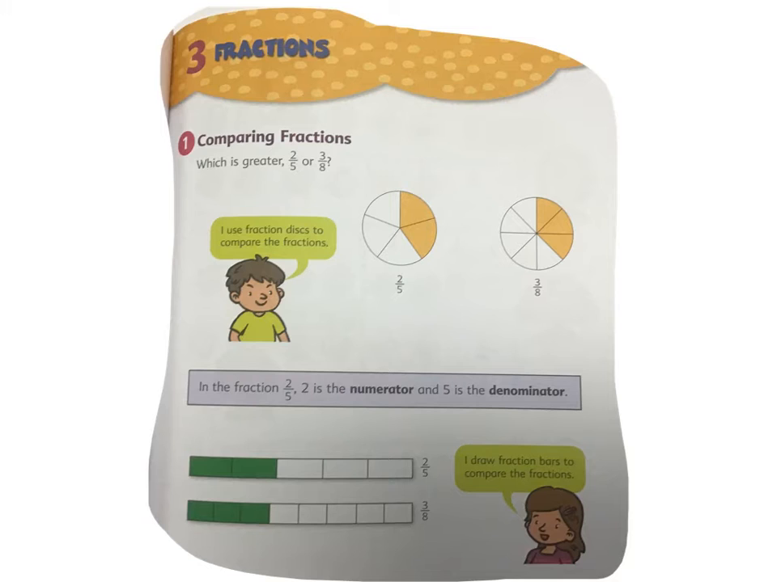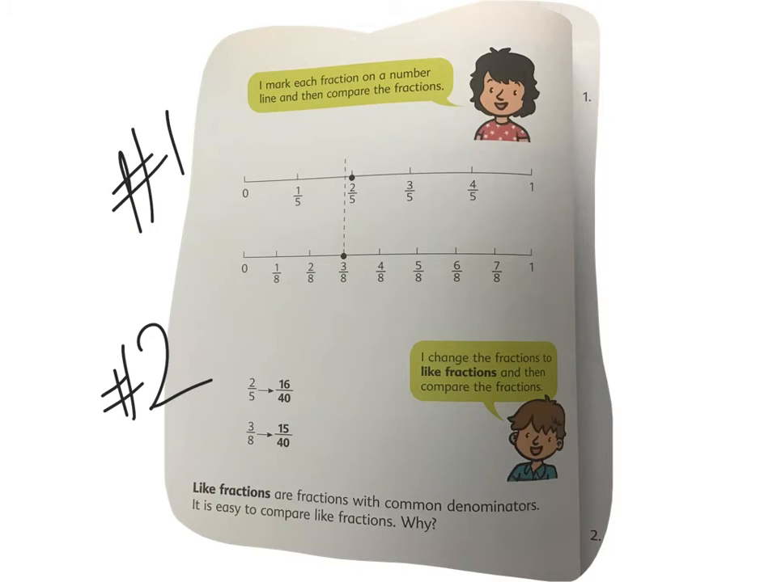So if we were going to compare 2/5 and 3/8, we would again put them into 5 pieces and color in 2, put them into 8 pieces and color in 3. In the fraction 2/5, 2 is the numerator and 5 is the denominator. Now, if we compare them using strips, we see that 2/5 is a little bigger than 3/8.